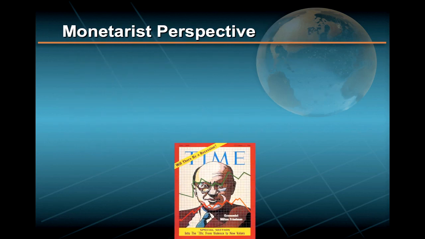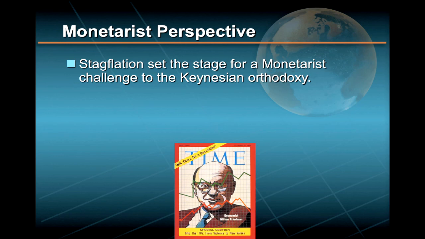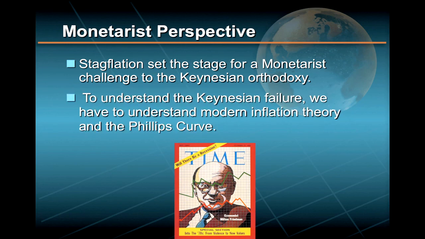It was this inability of Keynesian economics to cope with stagflation that set the stage first for Professor Milton Friedman's monetarist challenge to what had become the Keynesian orthodoxy, and then later for the emergence of supply-side economics. To better understand the failure of Keynesian activism in a world of stagflation, we have to delve more deeply now into modern inflation theory and the mysteries of the Phillips curve.